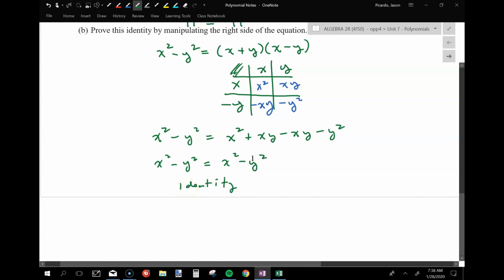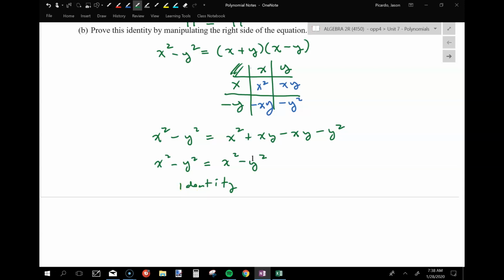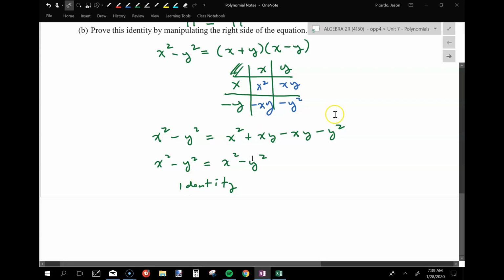And this is considered an algebraic proof, right? In the sense of the term, because now it works for every possible value of x and y, doesn't it? Right? Is that cool? Nothing crazy there, right?